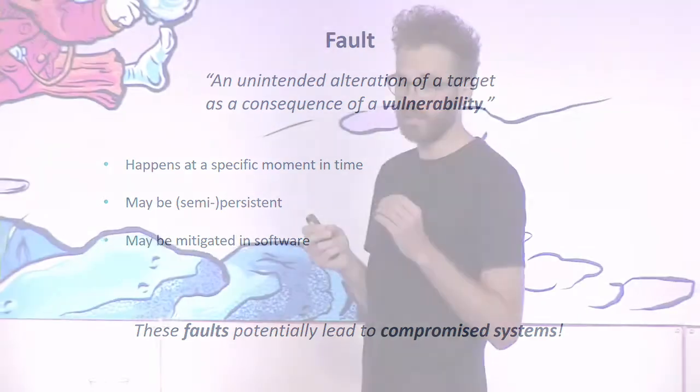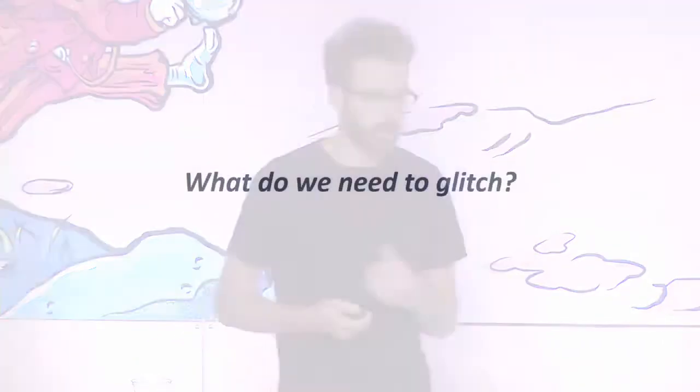But the key point here is that faults can be mitigated using software. For example, if something goes wrong, you can execute software at a later stage in order to detect it or counter it. And we'll talk about that a little bit more later as well. So what do we need to glitch?